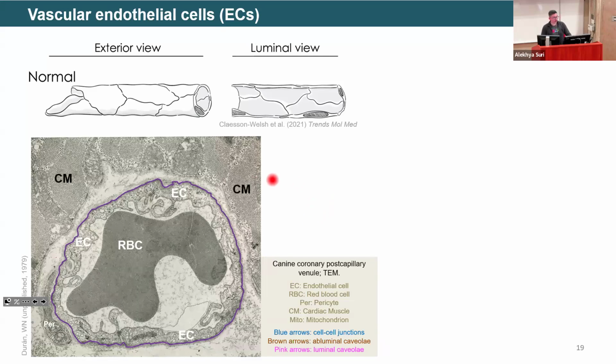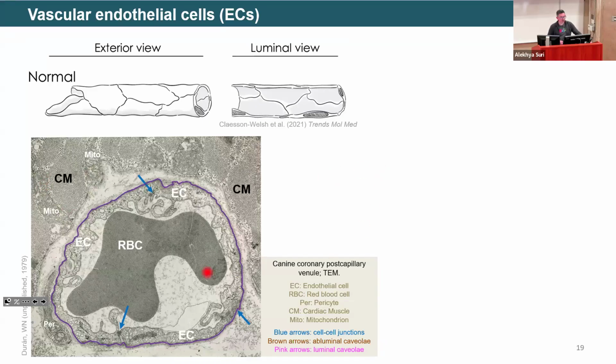And because this is the heart, what you have on the outside is cardiac muscle. And you see that all of those tiny little dots are thin and thick filaments. So those are the contractile myofibrils in the cardiac muscle. You can see a couple of mitochondria there and there.